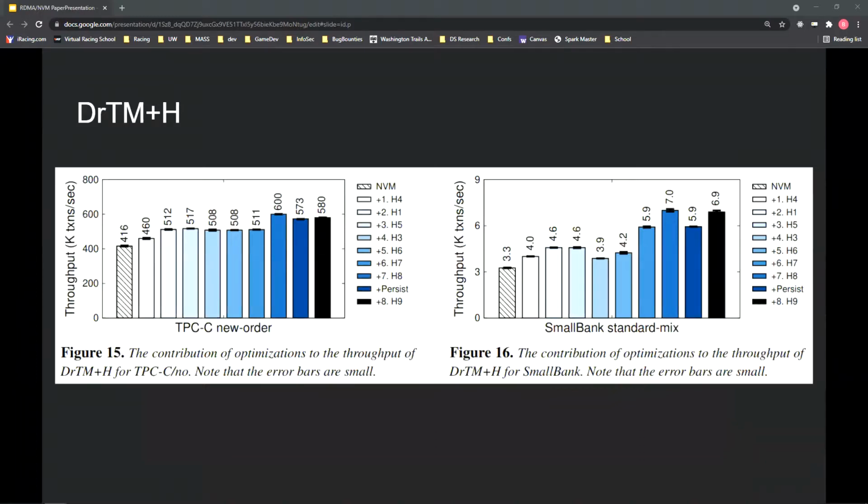Additionally, for DRTM+H, the authors provided charts to allow readers to see the additive improvements of each individual optimization step for each of the benchmarks. Here you can see the dip in performance when persistence checks were added and the slight improvement when H9 was implemented. Another interesting tidbit noted by the authors is that while several optimizations provide benefits to both workloads, some have a negative impact. For example, small bank lost 15% throughput when H3 was applied because H3 is only beneficial when the application is bottlenecked by the NVM bandwidth. And it did not appear to be the case with that workload.